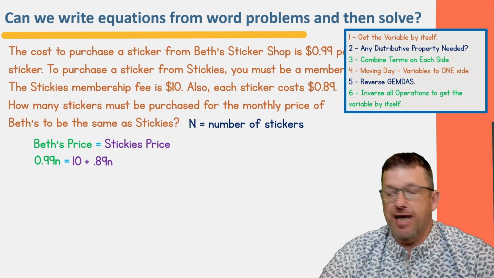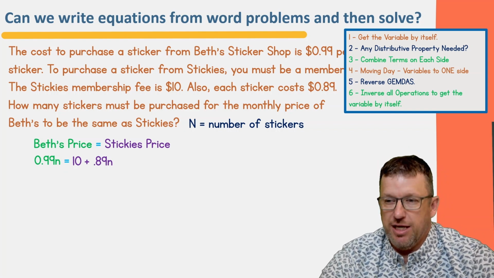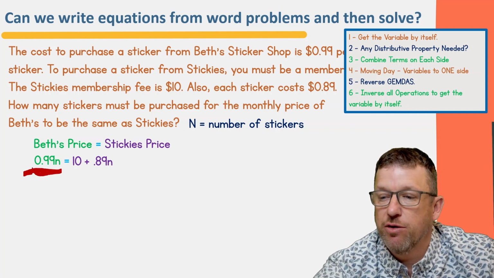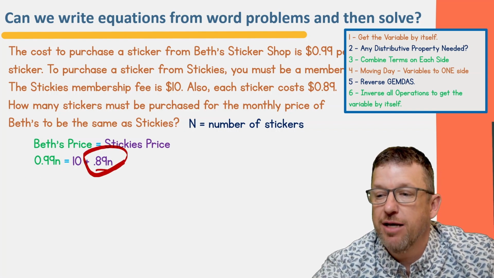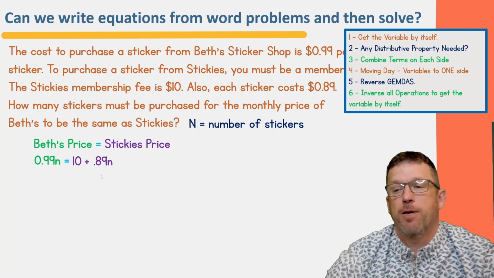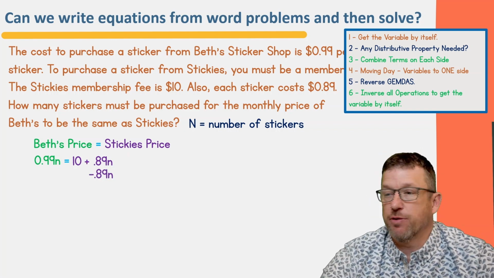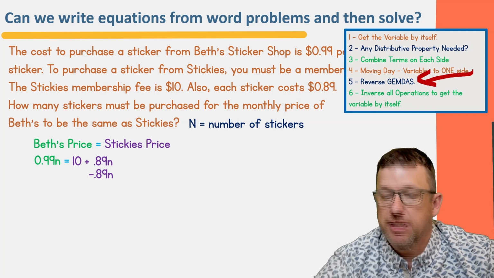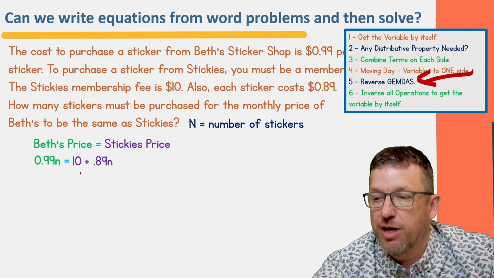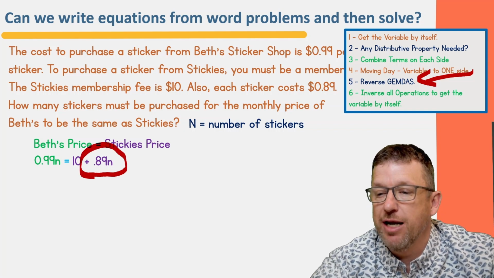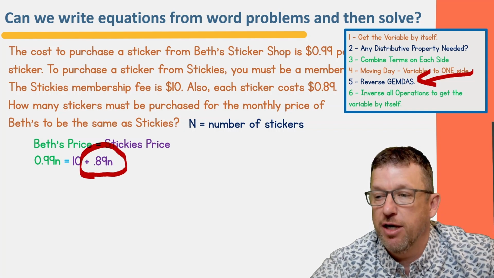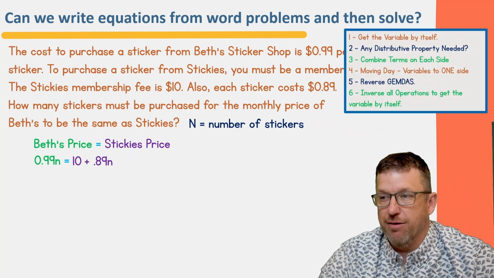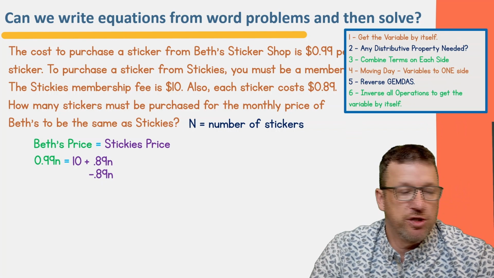So then we go to moving day. Let's get all the variables on one side. Since this side has a variable by itself, let's move the other one over there. So we have plus 0.89, and we're going to use reverse GIMDAS to do that. Do we see any addition or subtraction? Yes, we have plus 0.89. What's the inverse of plus 0.89? It would be minus 0.89. So we subtract 0.89.